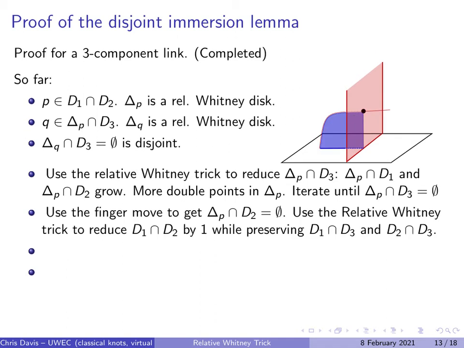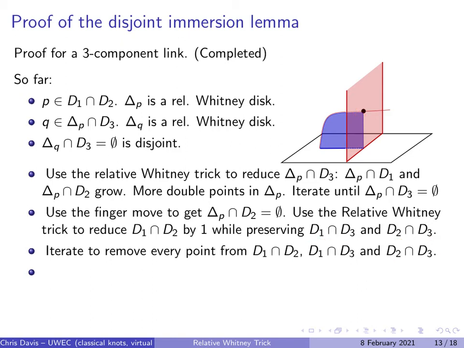All right, cool. So now we have delta P intersect D3 being the empty set. Delta P might still intersect D2, but we already saw what to do. Just use finger moves to get rid of all the points in delta P intersect D2. Now you can use the relative Whitney trick to get rid of this original point of intersection while preserving the number of intersections between D1 and D3 and D2 and D3. And now just iterate that at every bad point, at every point of intersection. So notice this is going to uncontrollably increase the number of double points, but we don't care.